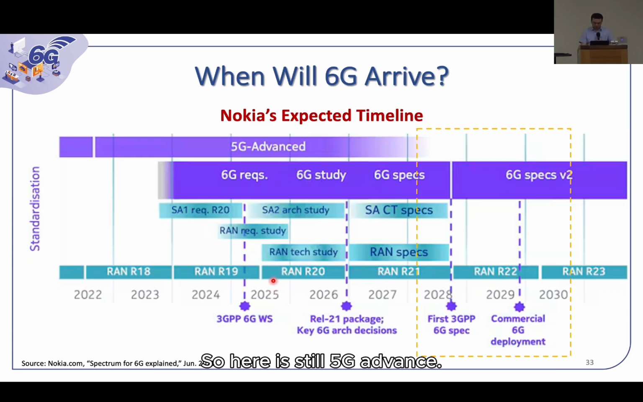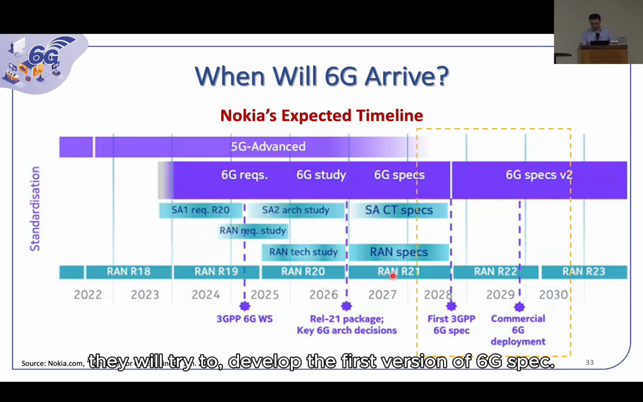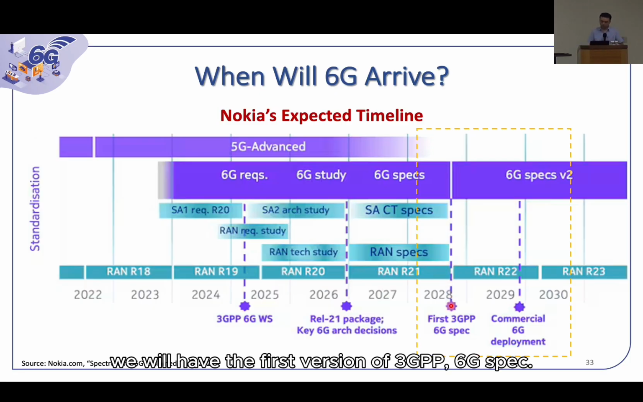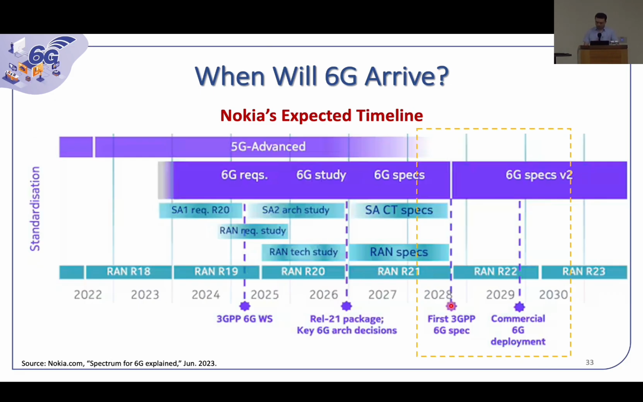Here is still 5G-Advanced, but the standards community is already trying to define the 6G requirements. Next year they will try to study the 6G technologies, and the year after next, they will try to develop the first version of the 6G spec. So by mid-2028, we will have the first version of the 3GPP 6G spec. Then at the end of 2029, we will have commercial 6G deployment. So this is roughly the timeline, and this is from Nokia.